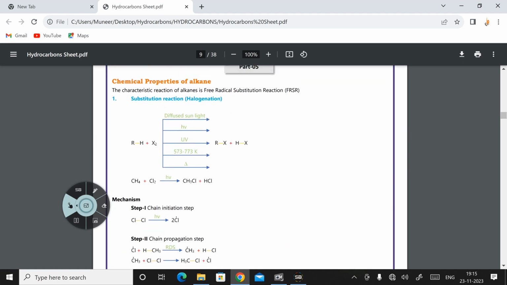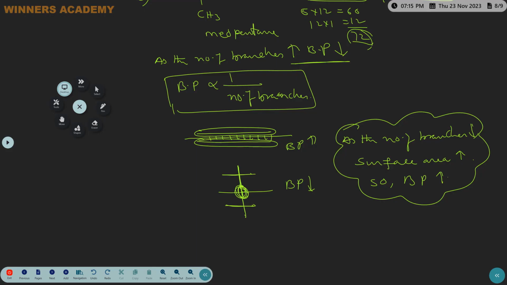Now, next one: chemical properties. Chemical properties are very important here. Chemical properties of alkanes. See, are alkanes saturated or unsaturated? Saturated compounds, because the 4 valencies of carbon are satisfied with single bonds. Saturated compounds give which type of reactions? I told you in the last class, types of reactions in organic chemistry. Which reactions?